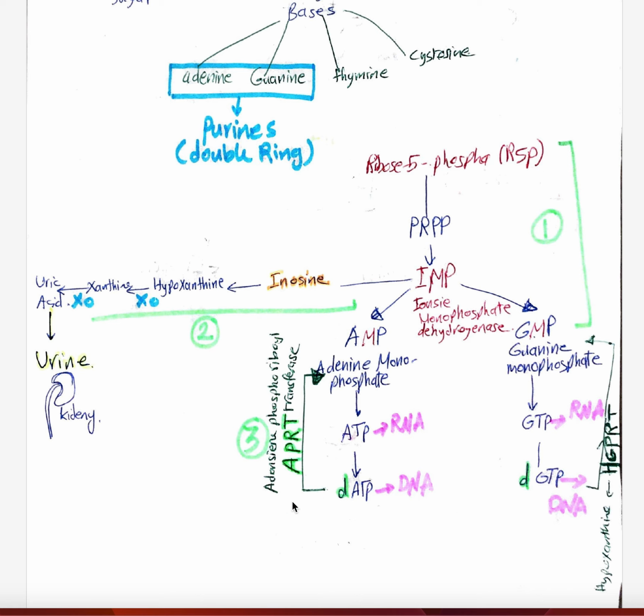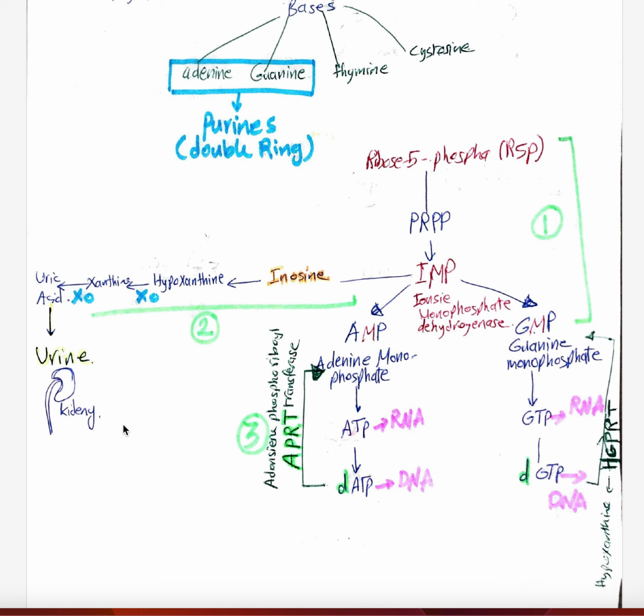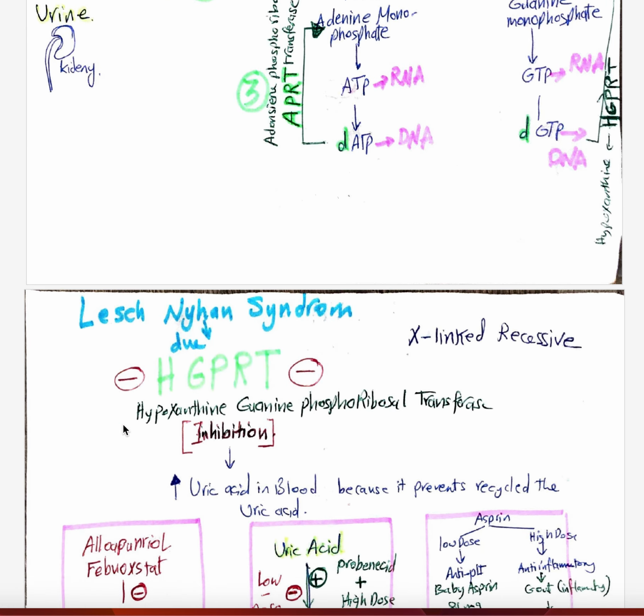But if there is no enzyme like that, it will turn inosine monophosphate to inosine, and then to hypoxanthine, and hypoxanthine to xanthine by xanthine oxidase, and xanthine by xanthine oxidase leads to uric acid, which then goes to the kidney and urine to be eliminated.